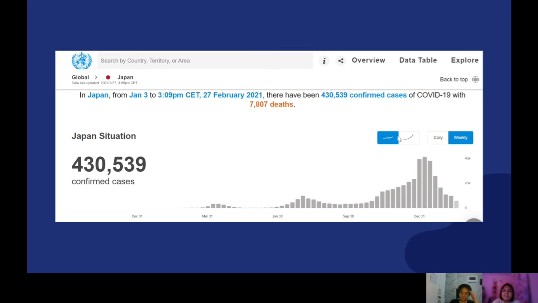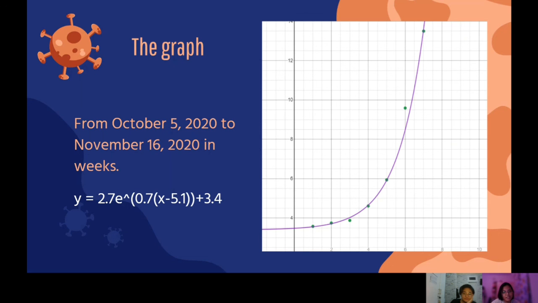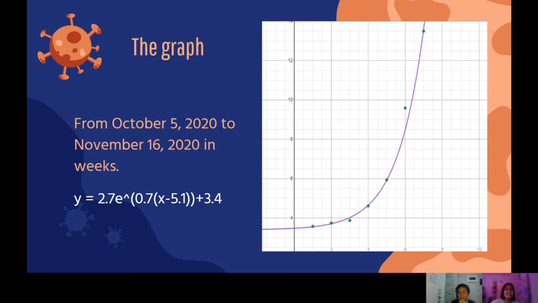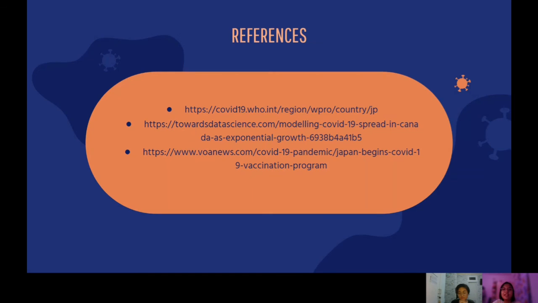Having this exponential model made is actually quite useful for cases like this. It helps to give an idea, or gambaran, of how much the number might increase in the future if no action is taken. So the government can take action to prevent the number from getting higher.